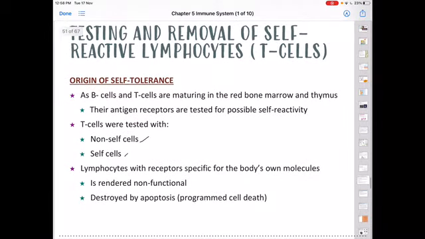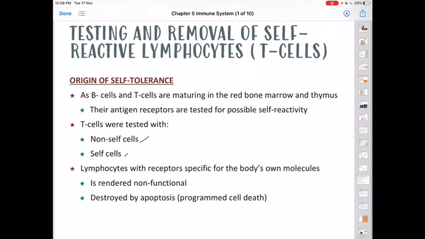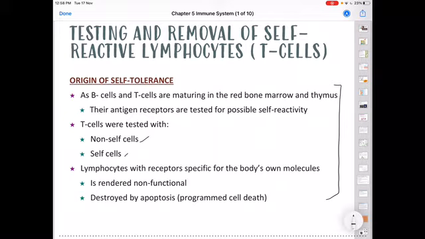So this one about origin of self-tolerance. Saya nak minta awak study sedikit. What is self-tolerance? Self-tolerance of T cell. Saya nak minta awak study sedikit dan buat sedikit catatan di Teams di bahagian assignment.